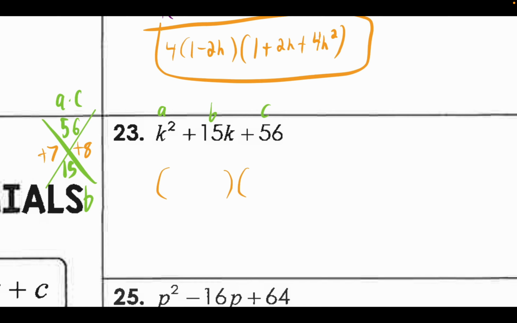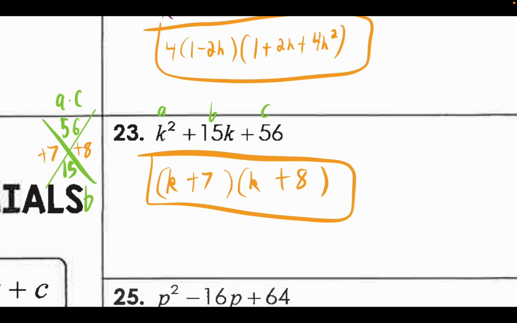With the shortcut, since a was 1 here, we can just go to our factors and do the variable x, and then do plus 7 and plus 8 for our 2 factors. And whether plus 7 is in the first parenthesis or the second doesn't matter. Same is true for plus 8. And those are the factors.